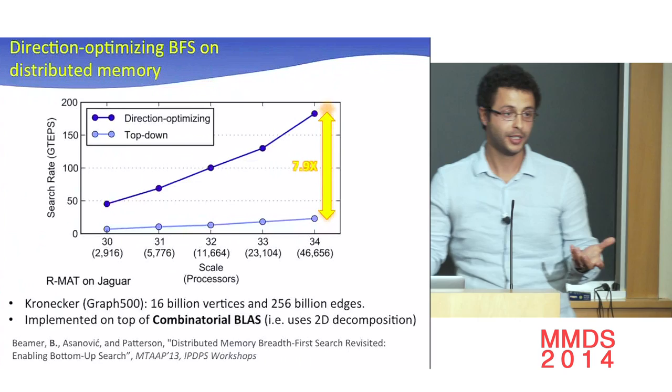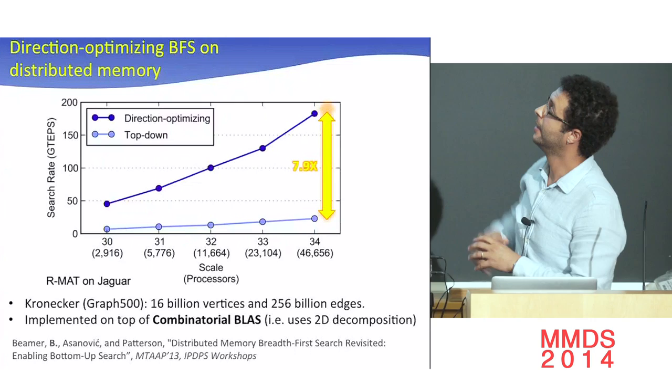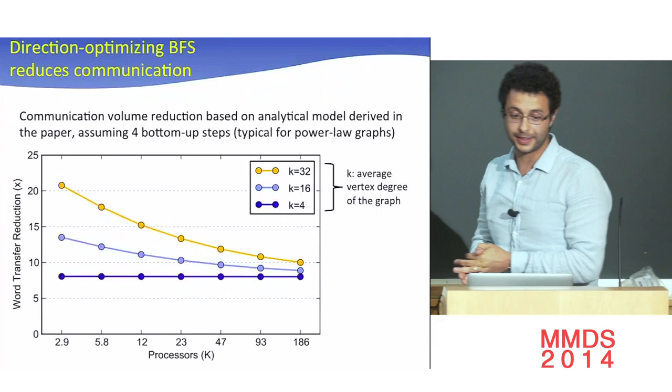It's like flops, except that it means billions of edges traversed. So what that does, at the best case, is 200 billion edges can be traversed using this algorithm, compared to only 25 that you would get with a top-down algorithm. And where does that savings come from? Well, unsurprisingly, it actually comes from the reduction in the amount of communication.